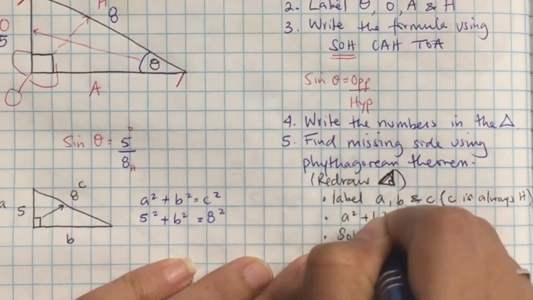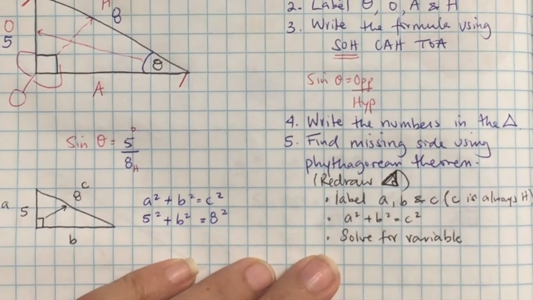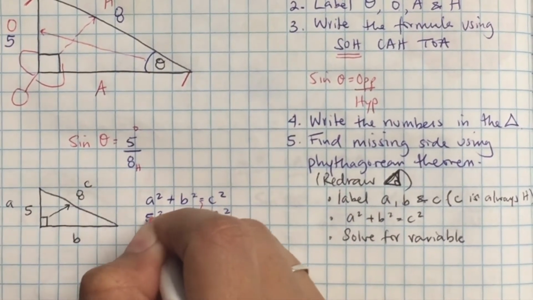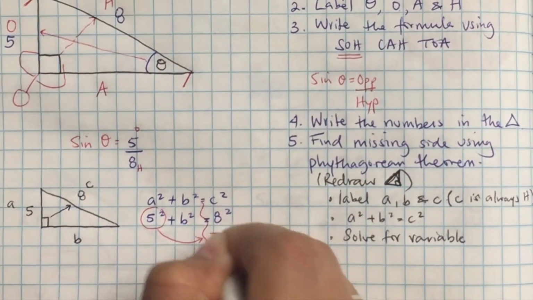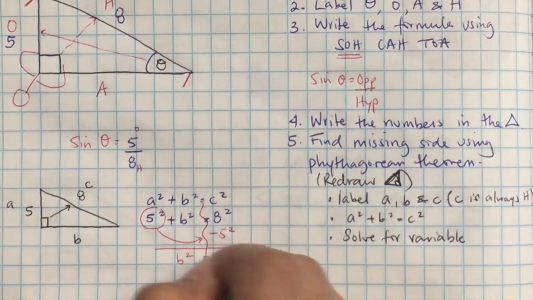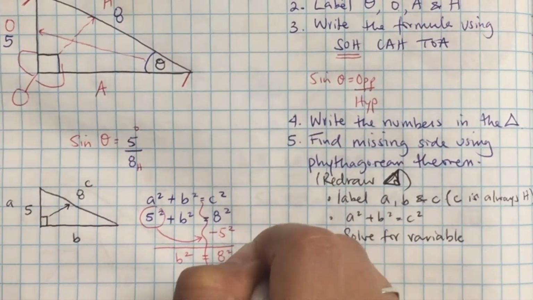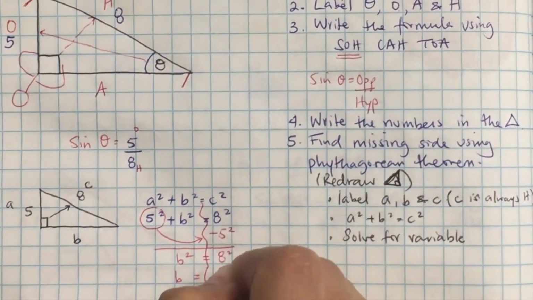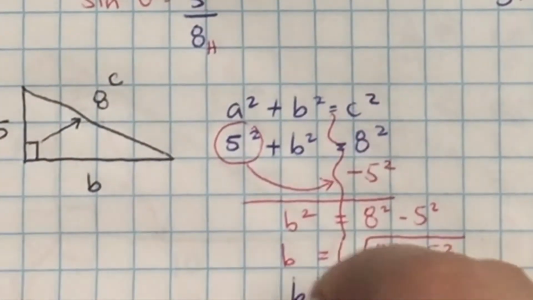Then the final step is solve for the variable. So I'm going to draw my river and cross to the other side. This 5 squared is going to go to the other side, so it's going to be minus 5 squared. So I'm going to have B squared equals 8 squared minus 5 squared. And then to get rid of that squared, I square root both sides. So B equals the square root of 8 squared minus 5 squared.